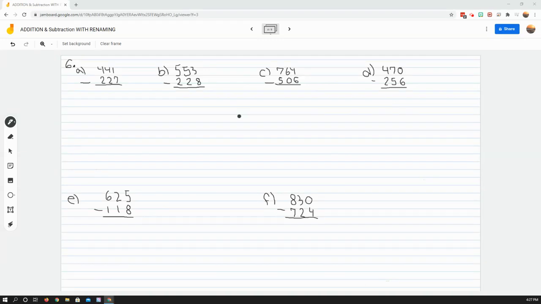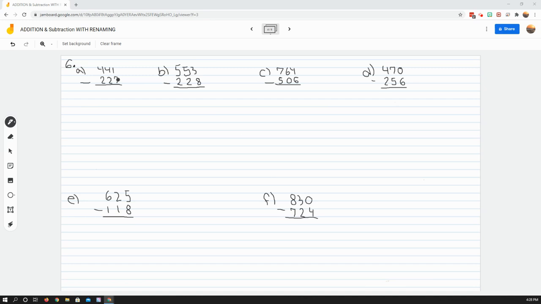Hi everyone, so this is going to be the second video. I'm doing the exercises for number 6, page 45 from your textbook. So letter A, it says 441 and I have to take away 227.